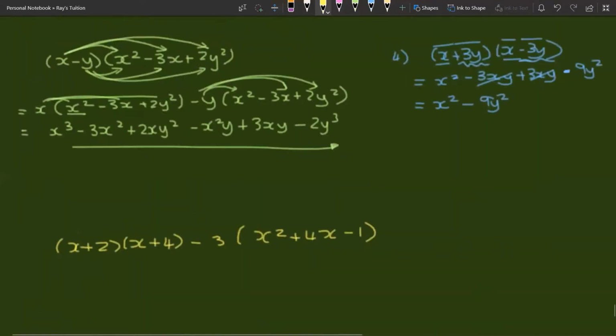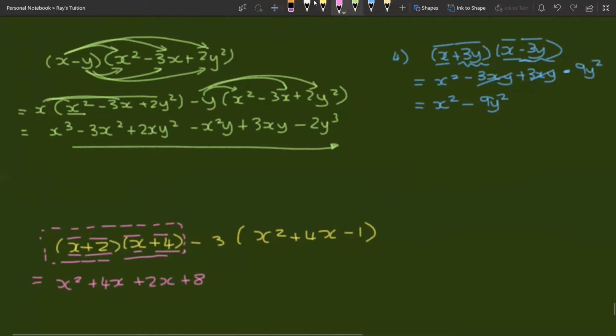Okay, so what we're going to do is first deal with this first part over here by FOILing it. These two binomials times binomials, we're going to FOIL. So let's do that. x times x is x squared. x times 4 is 4x. 2 times x is 2x. And finally, 2 times 4 is 8.